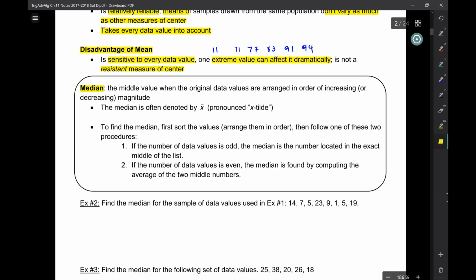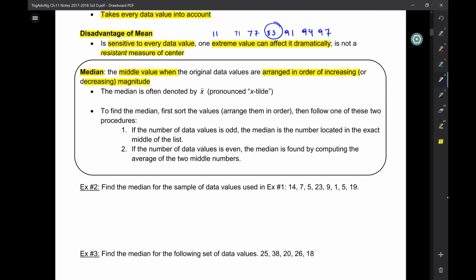Median is physically the middle value when the data values are arranged in order of increasing or decreasing magnitude. So if I get the scores and put them in order, how many scores were here? 1, 2, 3, 4, 5, 6. Let's add one more, a 97. What's the data point exactly in the middle? It's this one, right? So it's physically the one in the middle. It has nothing to do with its value. It's just that it's placed in the middle.